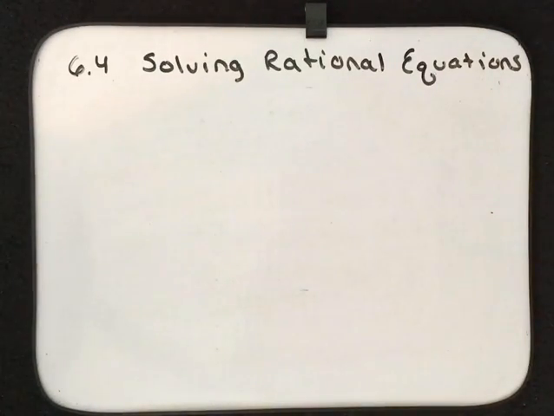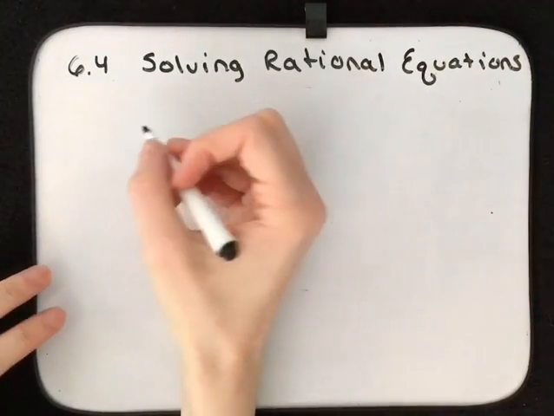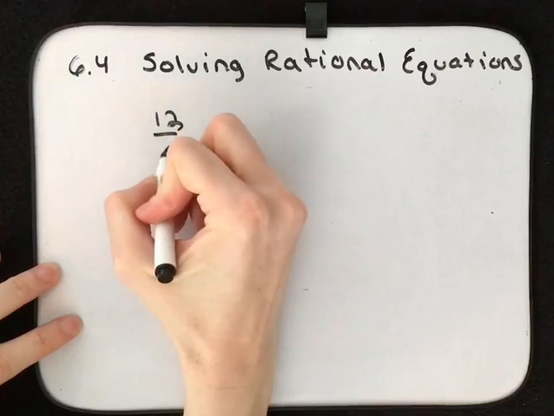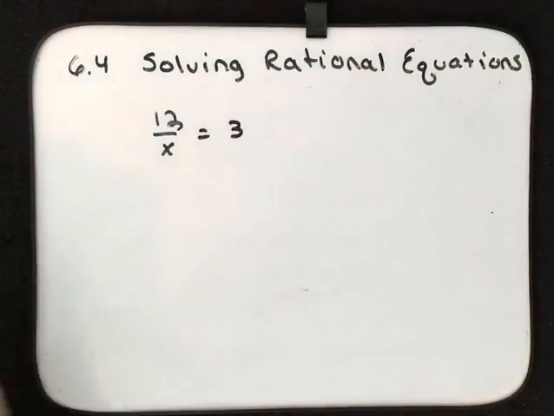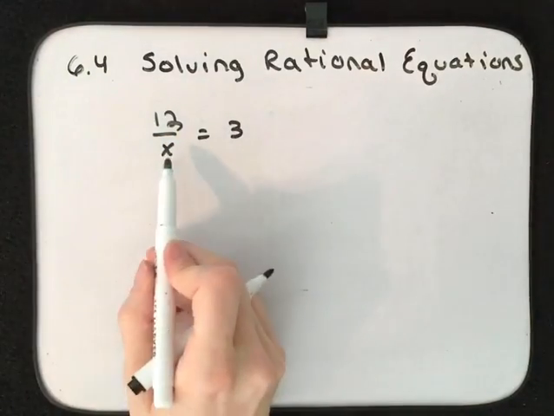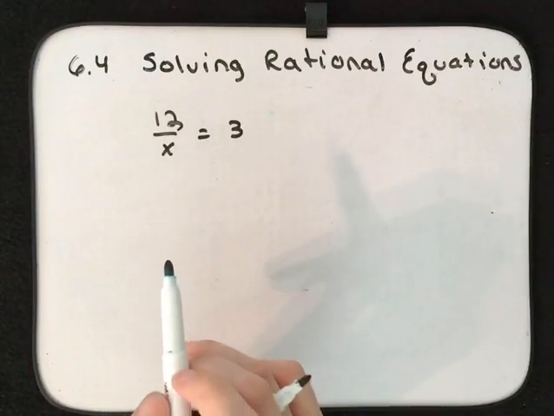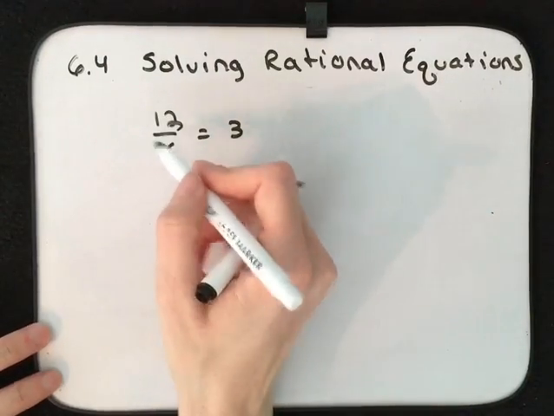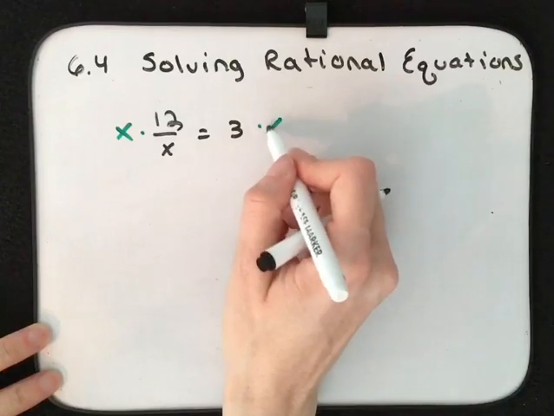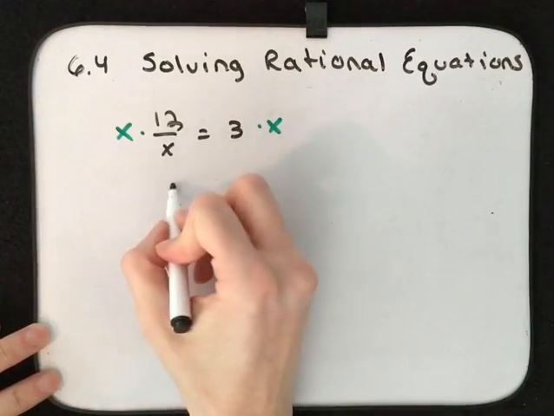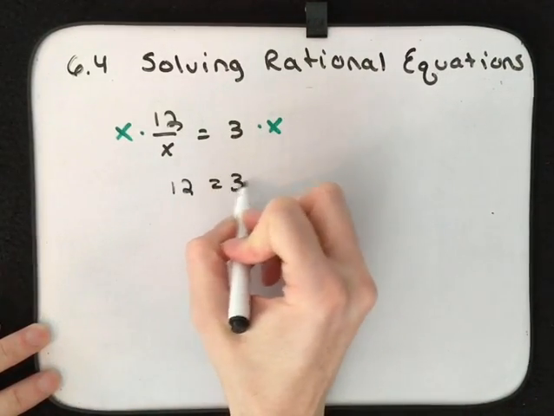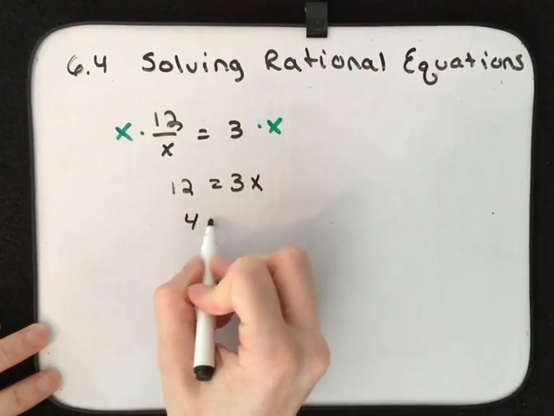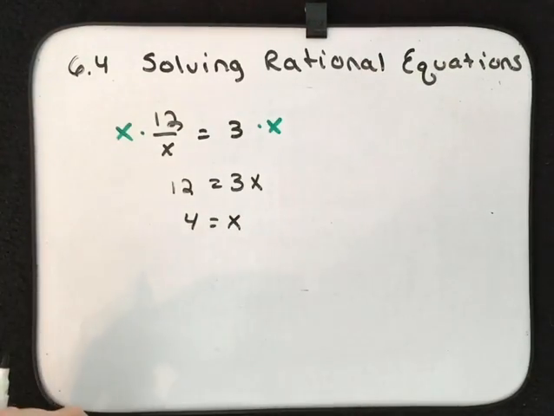Solving rational equations. A rational equation is when you have fractions. Let's look at 12 over x equals 3. In order to solve, we need to isolate our x, and then we can solve to get x equals. To get x out of the denominator, let's multiply both sides by x, and that will give us 12 equals 3x. Divide both sides by 3, and we get x equals 4.